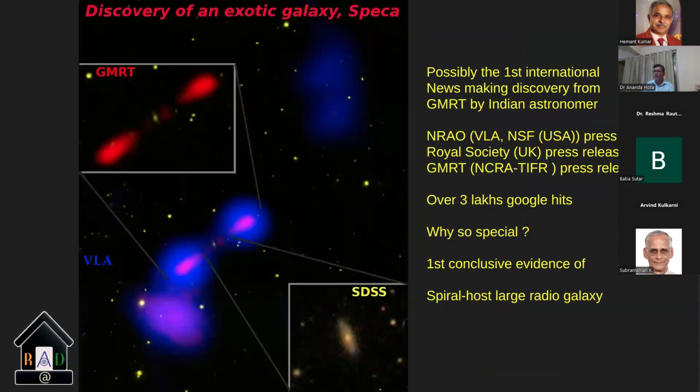Okay? As I was saying, almost all the radio galaxies were hosted by elliptical galaxies. When I found one to be hosted in a spiral or disk galaxy, it was an exotic finding, that three different episodes of jet had happened in that galaxy. That made a lot of news, and I became visible.